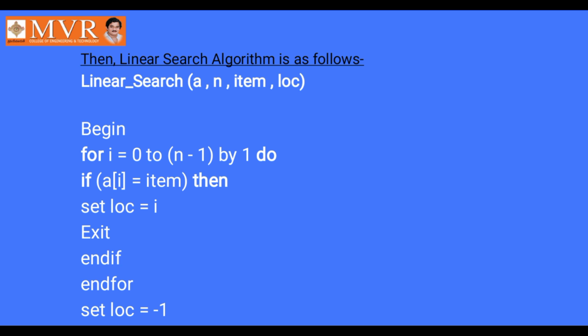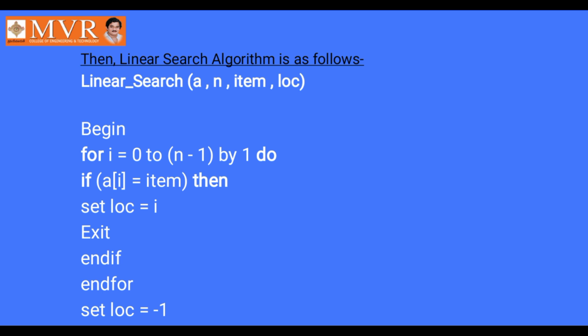If you see the algorithm clearly, then you can understand it. Here there is a loop for I is equal to 0 to n minus 1. That is, starting from the first element of the array, I will compare till the end of the list, that is the end of the array. If A of I is equal to item, meaning the element I want to search, at A of 0, then I found the element at A of 0.